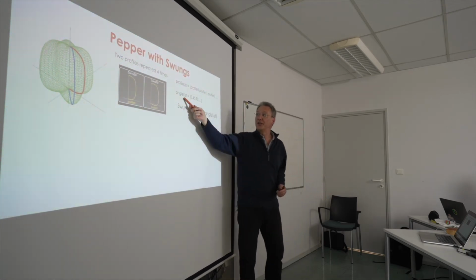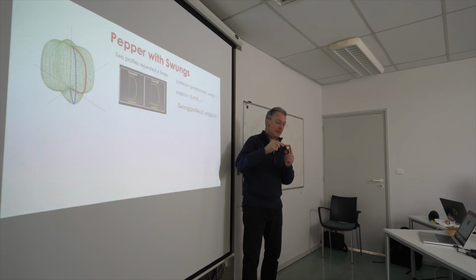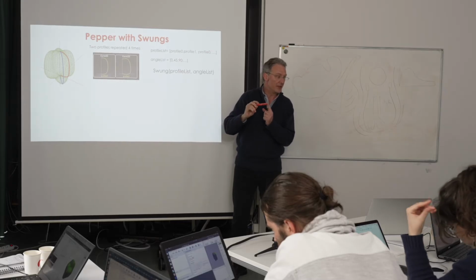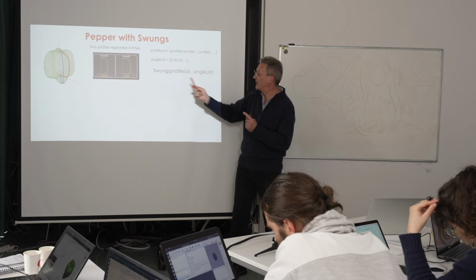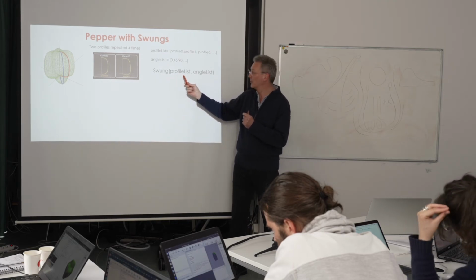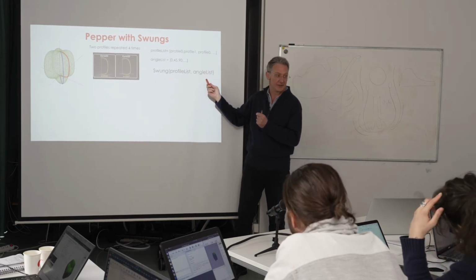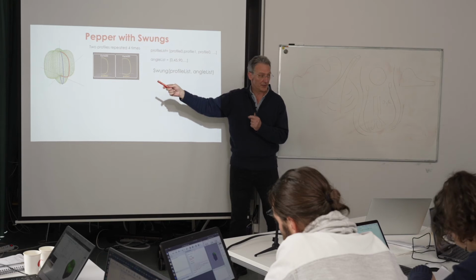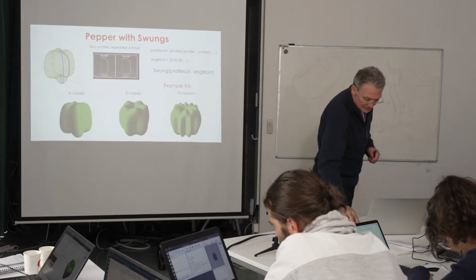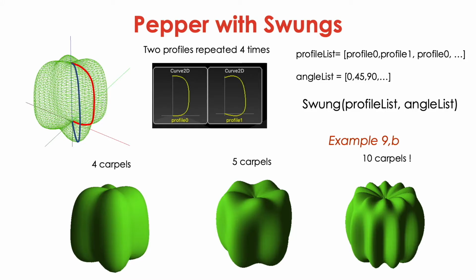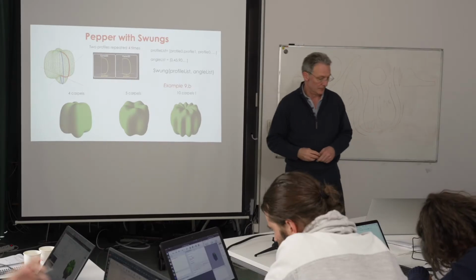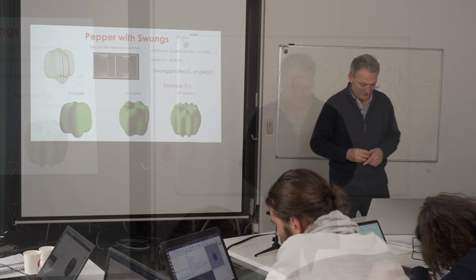Then I associate a list of angles to explain in which azimuthal direction each profile should be interpreted. And then I call the swung with a profile list and an angle list. And then this creates this object. And this is an example. So this is example 9 and 9b, if you want to play with it.